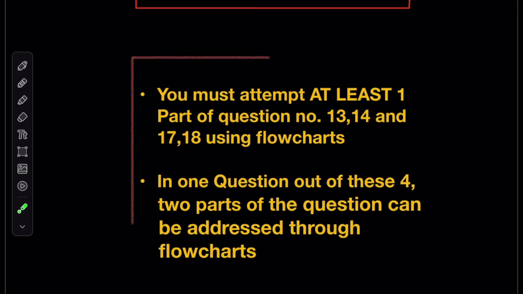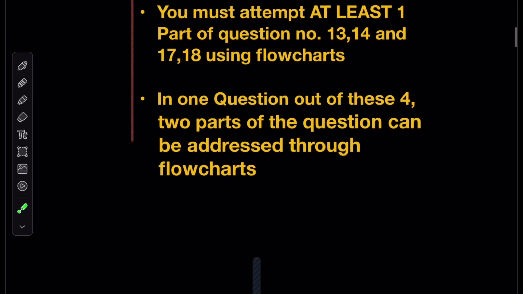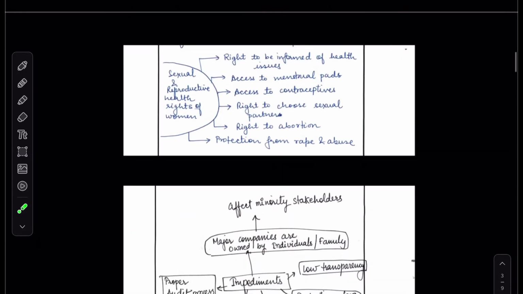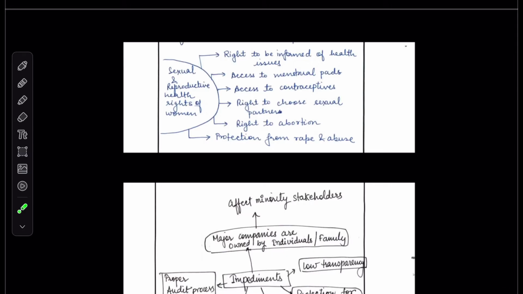So when you use flowcharts, you also occupy space, you make all the points, and still you save a lot of time because you're writing in short. So what is the basic way of writing using these flowcharts? For example, just look at this topper copy. Here one part of the question is being addressed by using the shape and then writing all the points here.